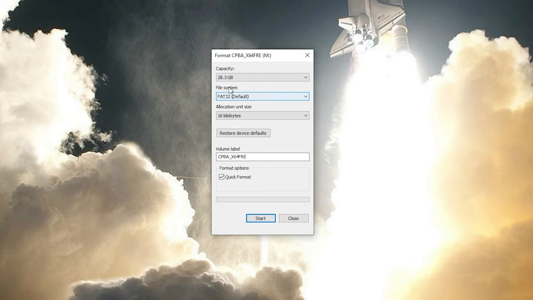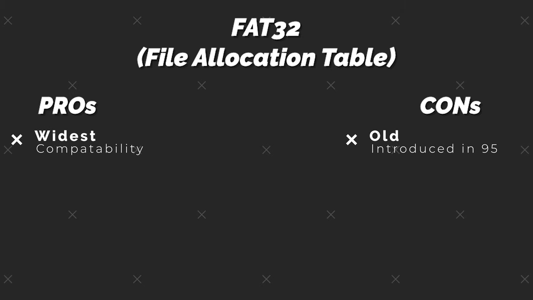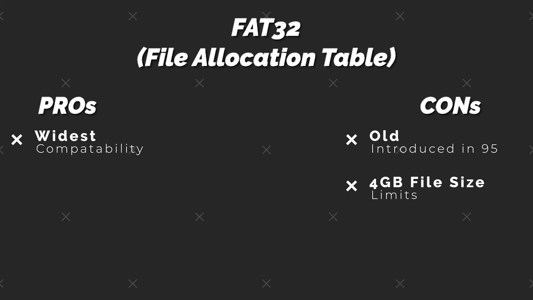So file system, you've got FAT32, which stands for File Allocation Table 32. This one is old, it was introduced back in '95, but it's got major compatibility across most operating systems. Most of them can read and write to this type of file system. Now the problem with this is you are limited to 4 gigabyte file sizes. So if you have a 10 gigabyte file that you're wanting to send across, you're gonna have to break that down into three different transfers in order to get that over to the drive.